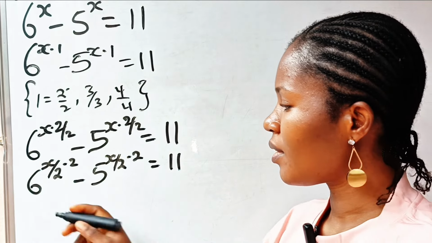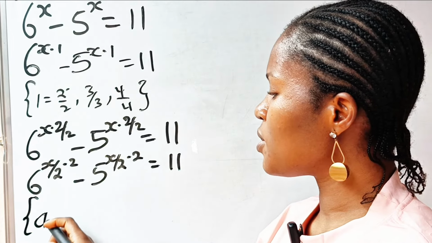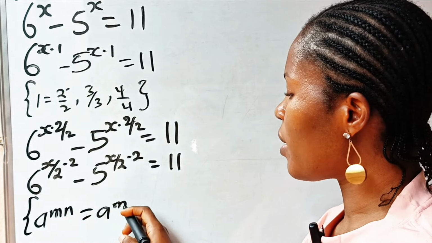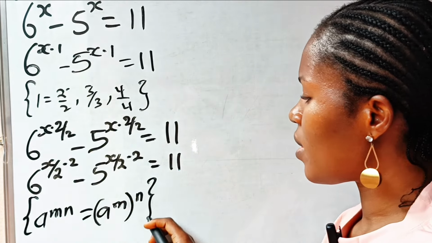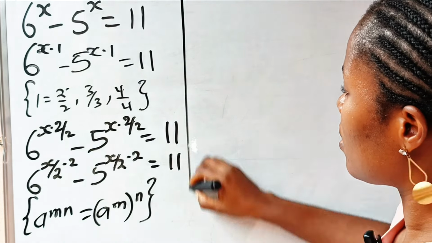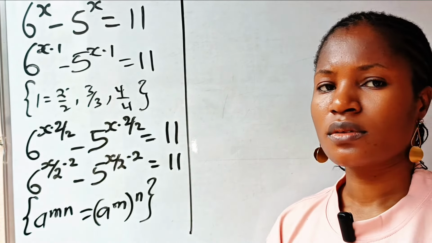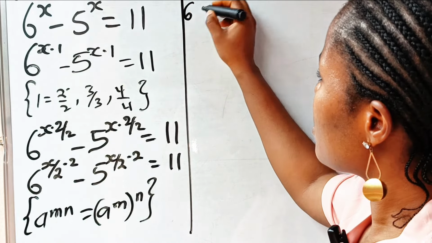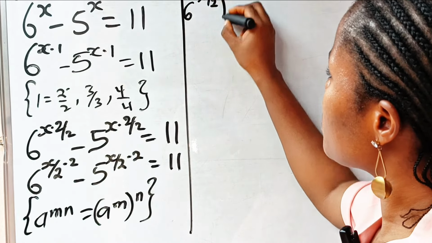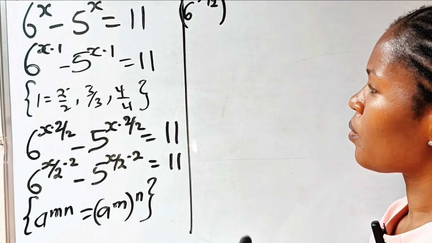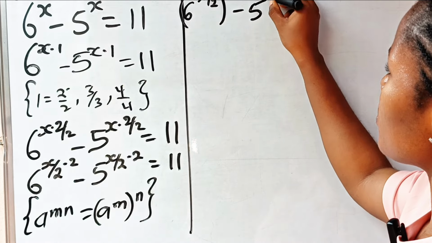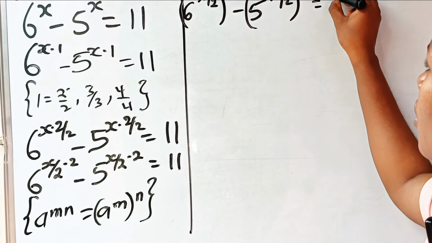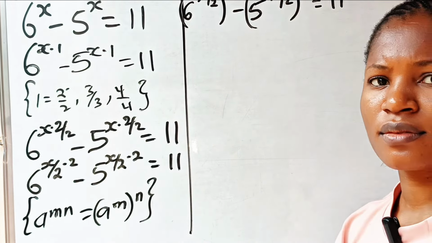So, recall that a to the power of m multiplied by n is equal to a to the power of m, raised to the power of n. So that simply means that we can write this as 6 to the power of x divided by 2 raised to the power of 2 minus 5 to the power of x divided by 2 raised to the power of 2 is equal to 11.